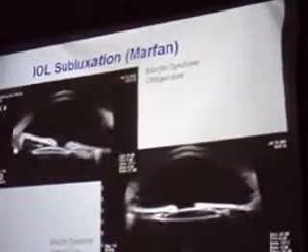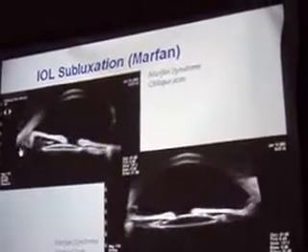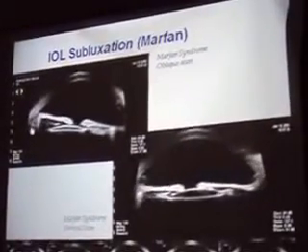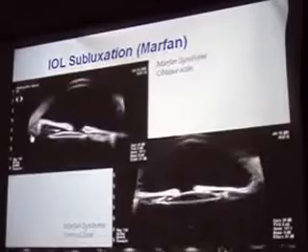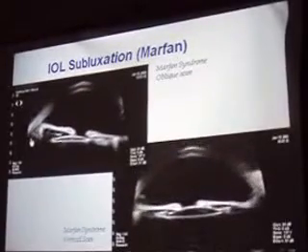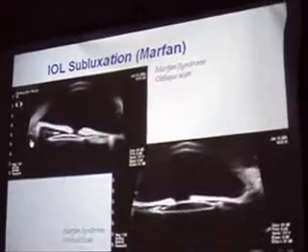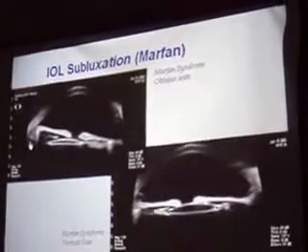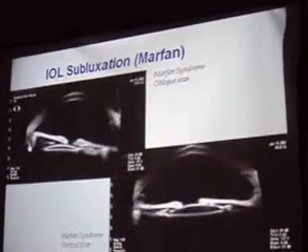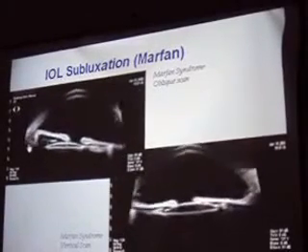There are 2 projections, 2 different scan sections. One is on the temporal superior, which is the place where the lens tends to go in Marfan, the displacement of the lens, the subluxation. And of course, if you remove a subluxated lens and you implant an intraocular lens on the subluxated bag, you're going to have a subluxated IOL, which is the case.